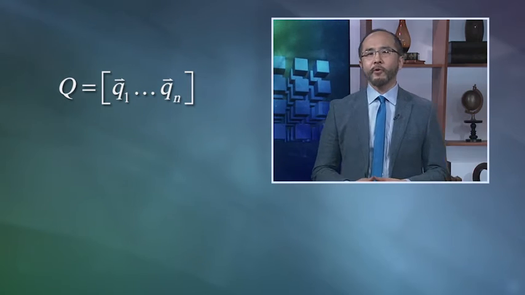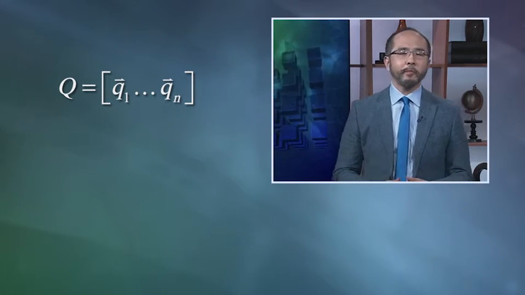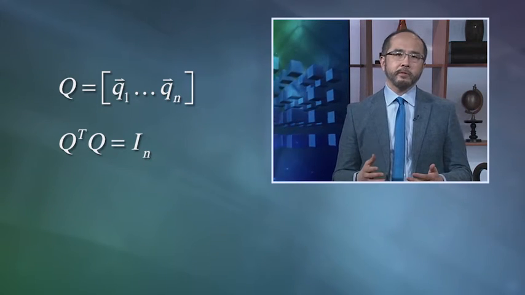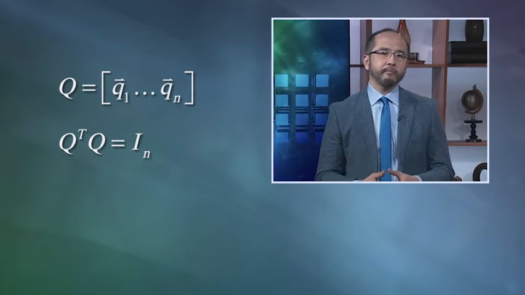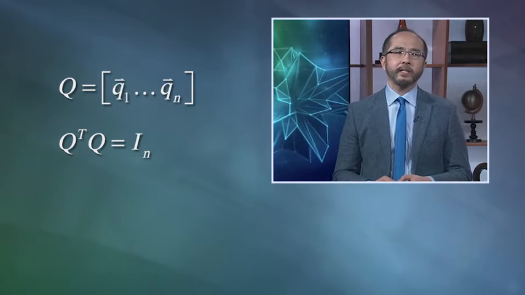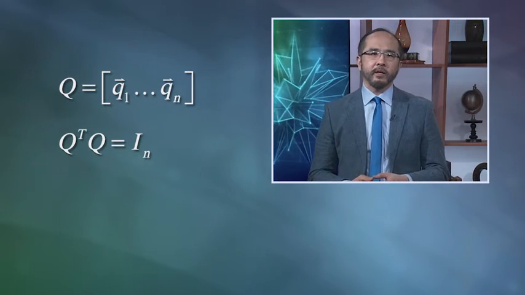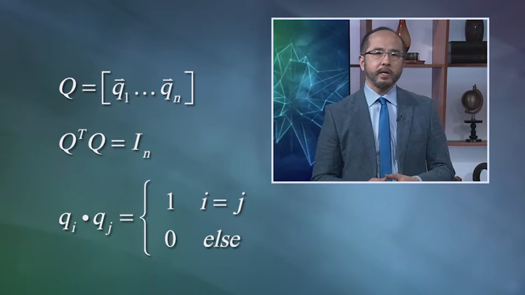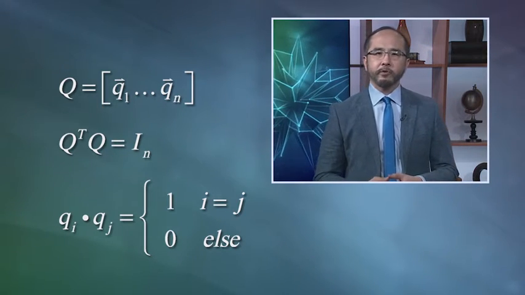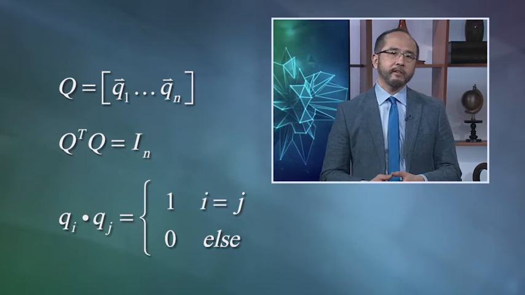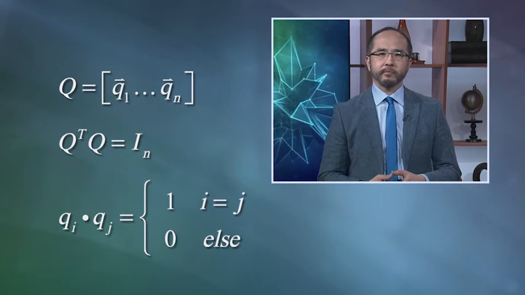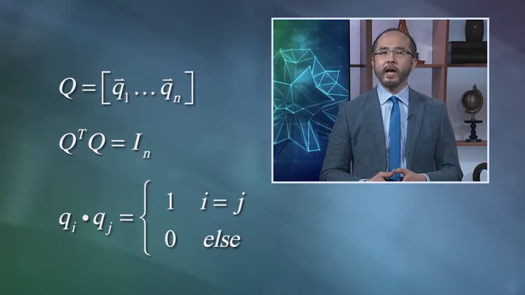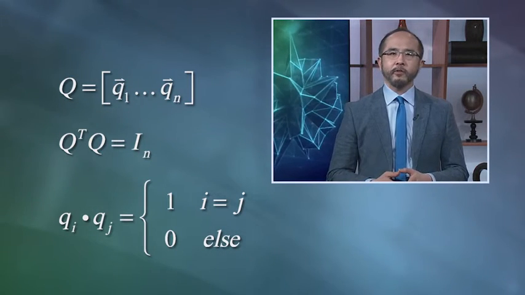Now, if you put the orthonormal basis as columns of a matrix Q, then Q transpose times Q must be the n by n identity matrix. This is because the ijth entry of Q transpose Q is just the ith row of Q transpose dotted with the jth column of Q. This dot product is 1 whenever i equals j, and it's 0 otherwise.